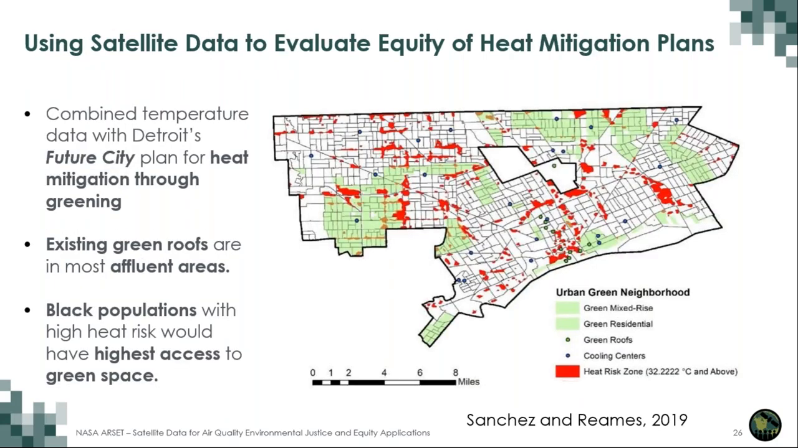Satellite data was also used to evaluate equity of heat mitigation planning in Detroit, Michigan. One study used land surface temperature data from Landsat to identify if the hottest parts of the city would benefit from urban greening efforts and how heat and greening overlaid with different population groups. They found that Black, Hispanic, and Asian populations have the highest heat exposure. They also found that although existing green roofs were in the most affluent areas that weren't as heat affected, through the new greening program, Black populations would have the highest access to green space.